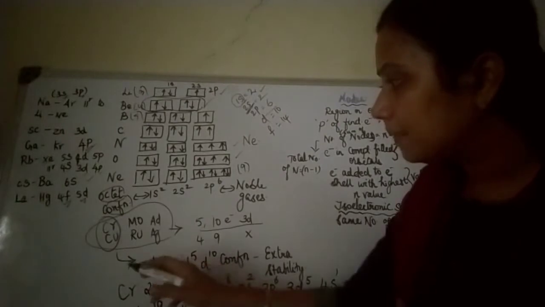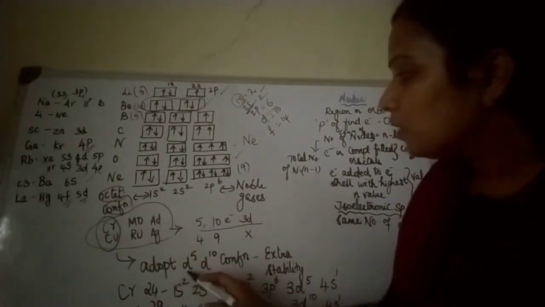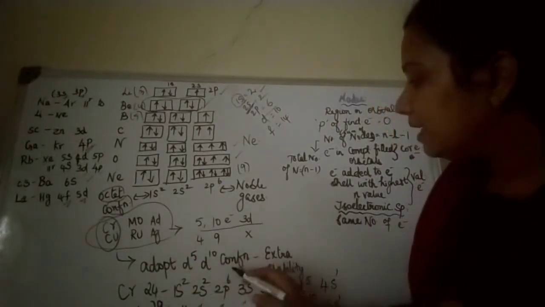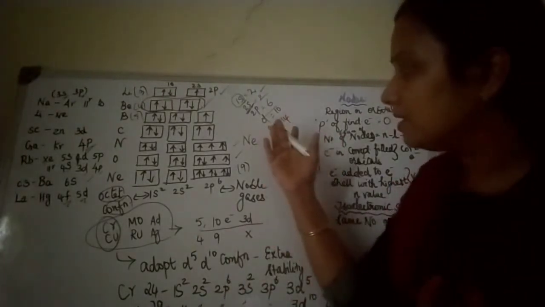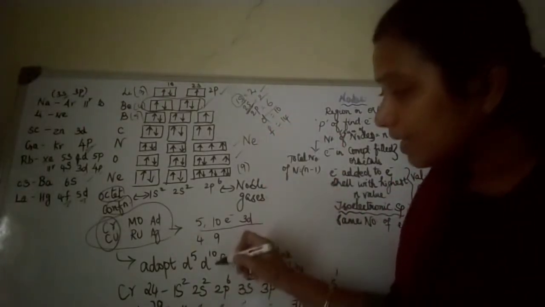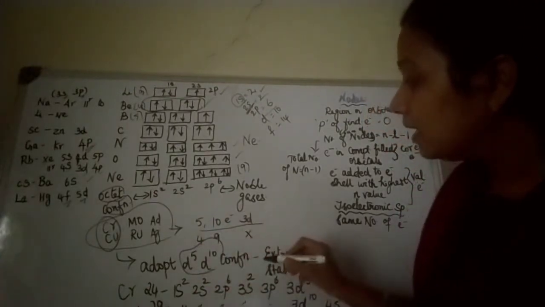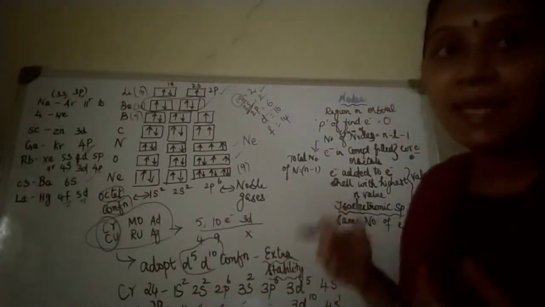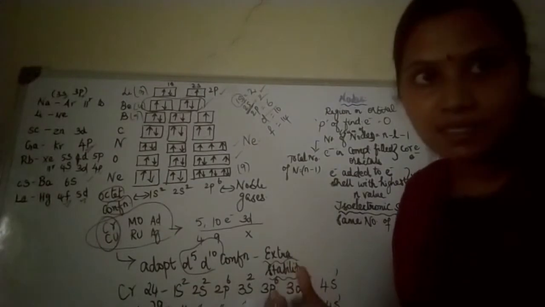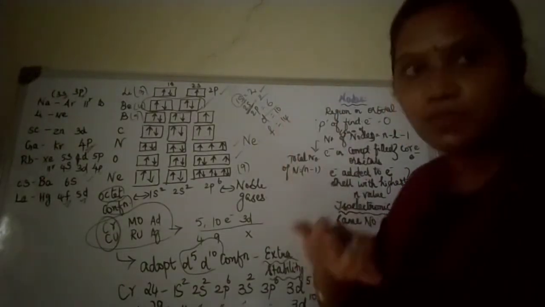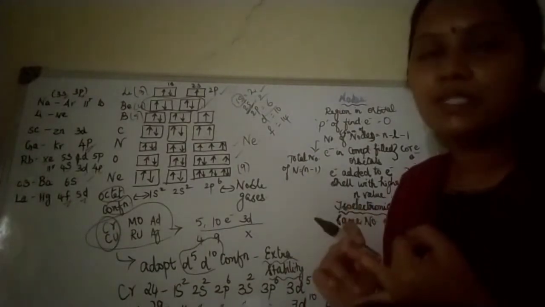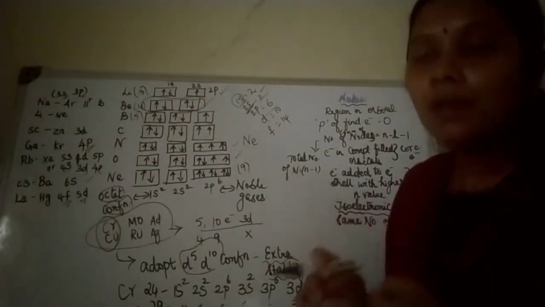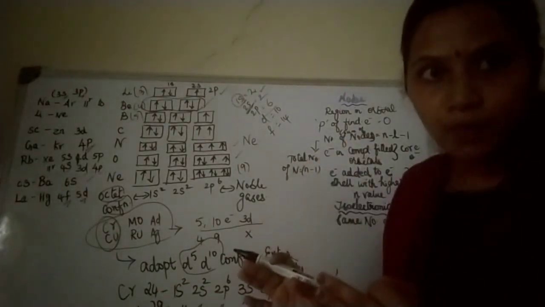See, for example, copper is going to adopt d5 and d10 configuration. Why is it a special case? Why are they not following this? This is because when they attain this particular configuration, it is going to confer extra stability on them. That is the reason why they are moving out of the rule, right? I have told you the rules for filling, like the Aufbau rule, Hund's rule and Pauli's exclusion rule. Almost all the elements will be following those rules.